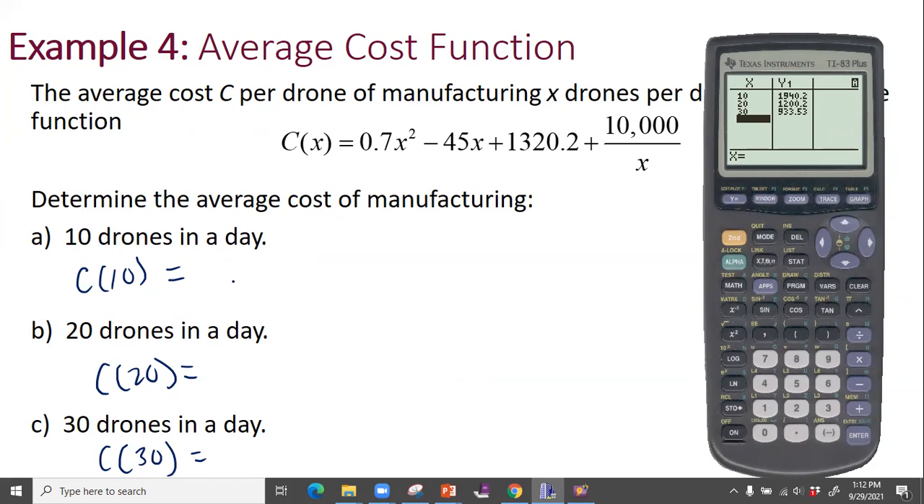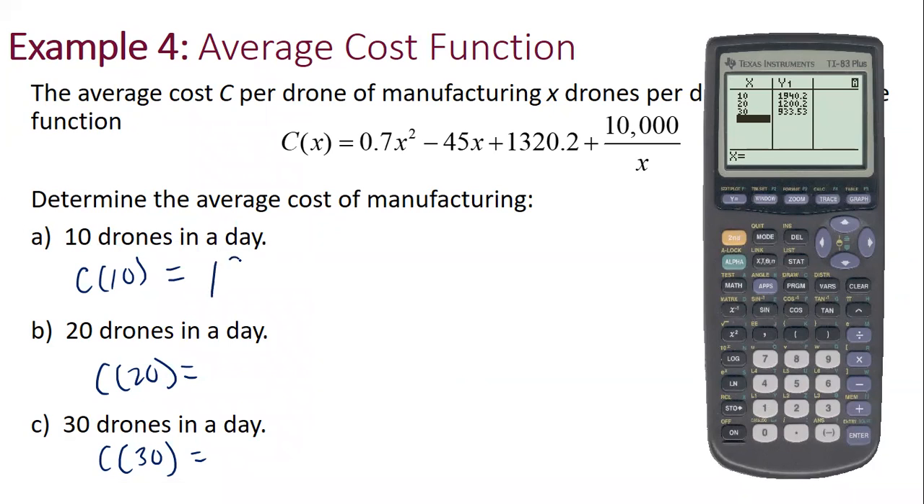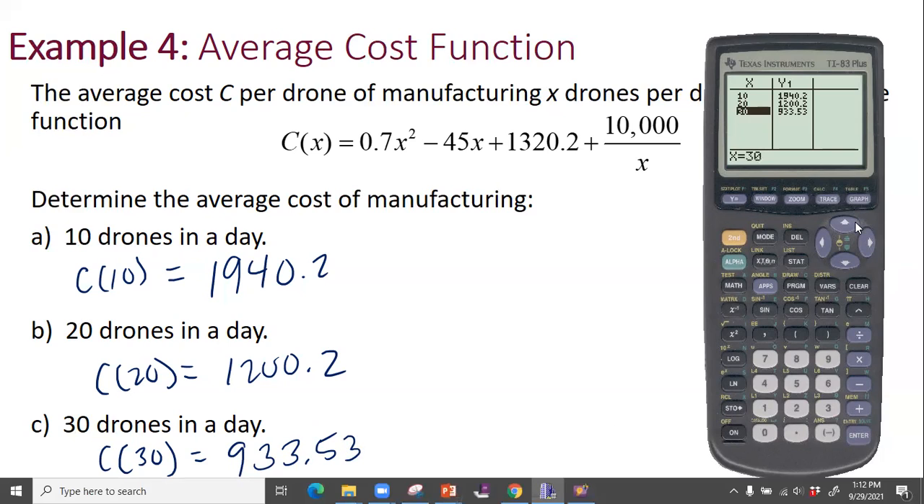It was second window. So we have 1,940 and 2/10. We have 1,200 and 2/10. And we have 933 and 53. Okay. The key thing here also is that if it wants multiple places, you just arrow over and you can see all the full value if there are additional decimals. Questions so far? Easy peasy? All right.